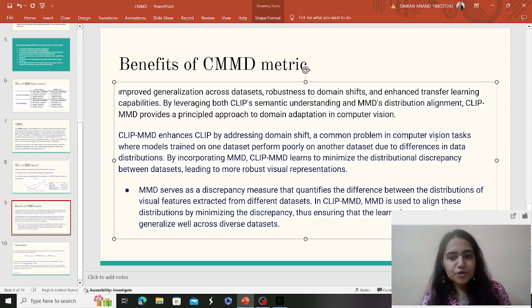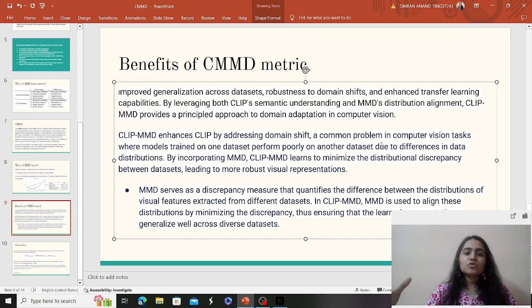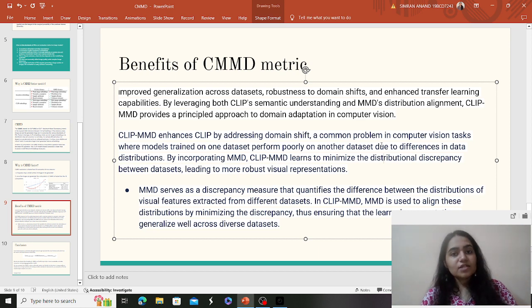A common problem in computer vision tasks is that models trained on one data set perform poorly on another. So domain is nothing but data set. Over here, you can take it in that context: from one data set, if you're trying to make predictions or get results on another data set, on another domain, domain shift is not that easy. But CMMD, in fact, makes it more seamless to do that, right? And this is due to differences in the data distributions. Incorporating MMD, CLIP MMD learns to minimize distributional discrepancy between the data sets, leading to more robust visual representations. That is something I would say is very helpful here, right?